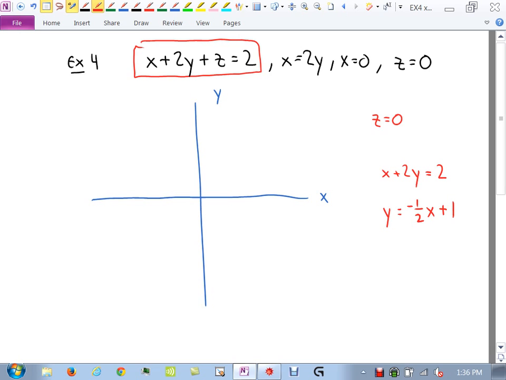What did I do there? Just solved for y, didn't I? Move the x over, divided by 2. And that's the equation of a line, because we're looking in this xy plane. Can you graph it? Yes, you start with the y-intercept of 1, and then from there, move slope down 1, right 2. And I draw a line.